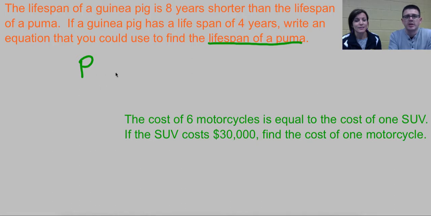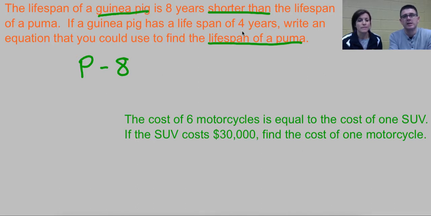And then we look for some of those keywords. It says the lifespan of a guinea pig is 8 years shorter than the lifespan of the puma. So we want something that's 8 less than the puma. Less than or shorter than means we want to subtract 8. So it's saying whatever the puma is, if you take away 8, that's going to give us the guinea pig's lifespan. And they tell us the guinea pig's lifespan is 4 years. So the puma minus 8 is going to give us our 4 years.